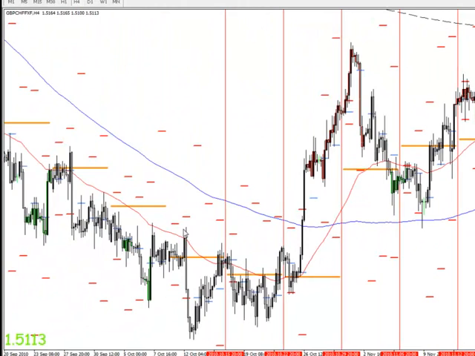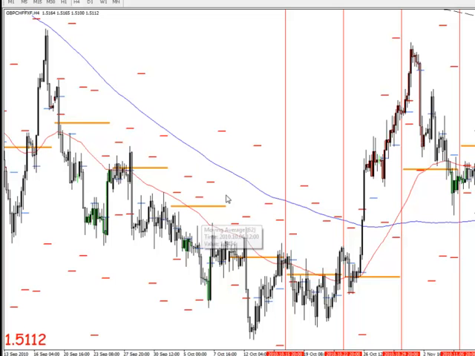You're not looking for the red line to cross the blue line. Like I said, these moving averages are for something different that I use.